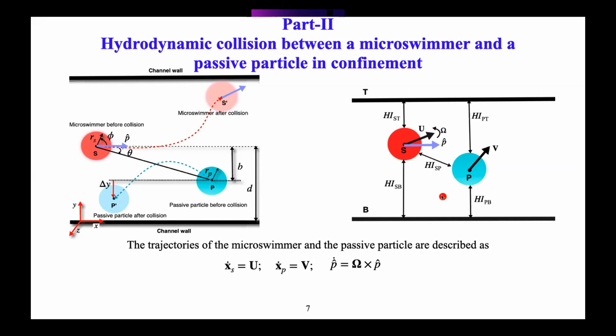And the schematic on the right hand side shows the different types of hydrodynamic interactions that we see in the system. So mainly there are three types of hydrodynamic interactions. First one is between the swimmer and the passive particle, the second one is between the swimmer and the two walls of the channel, and the third one is between the passive particle and the two walls of the channel. So this is a system with three body interaction, and the dynamics of the swimmer and the passive particle will be determined by the translational and rotational velocities of these particles, which are given by these equations, where u and v are the translational velocities and omega is the rotational velocity of the particle.